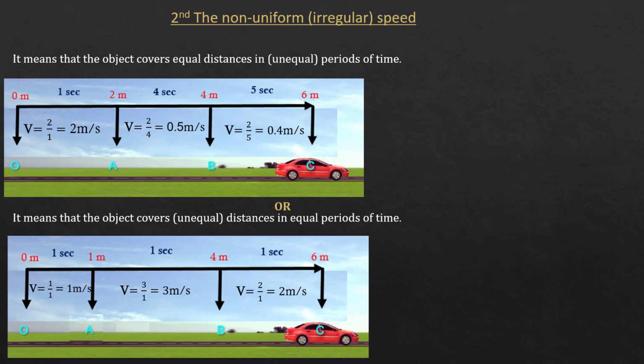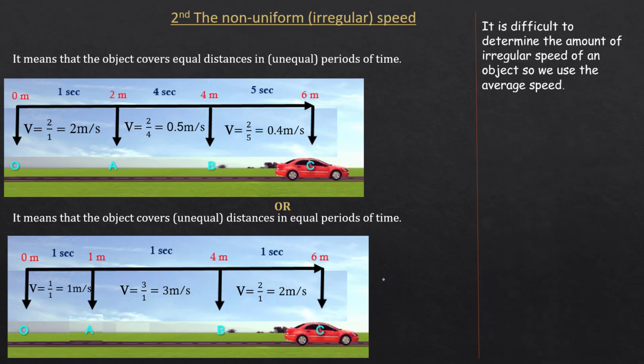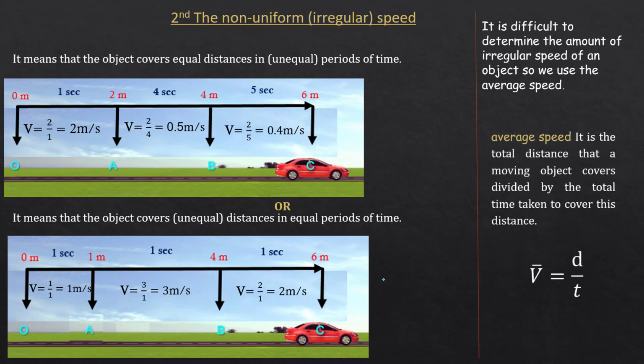So as you see here, it's difficult to calculate the total speed of the car. When we move to irregular speed, it's hard to calculate the total speed of the car. So we use the concept of average speed. To know the average speed, we have to calculate the total distance over the total time, and its law is V dash equal total distance over total time.